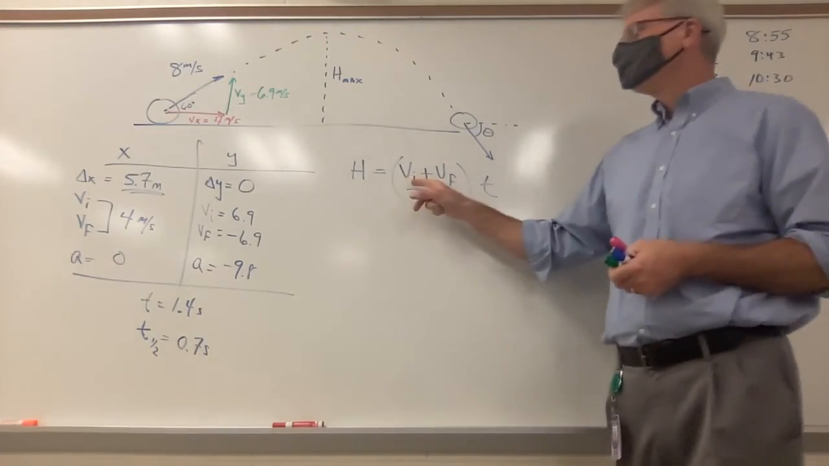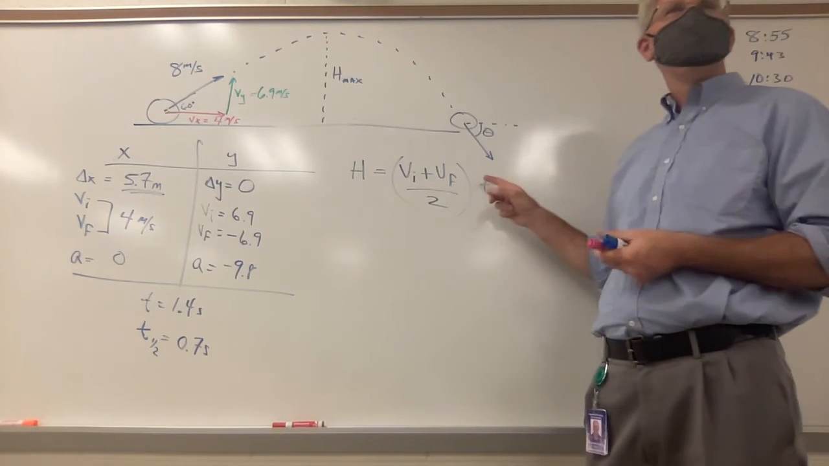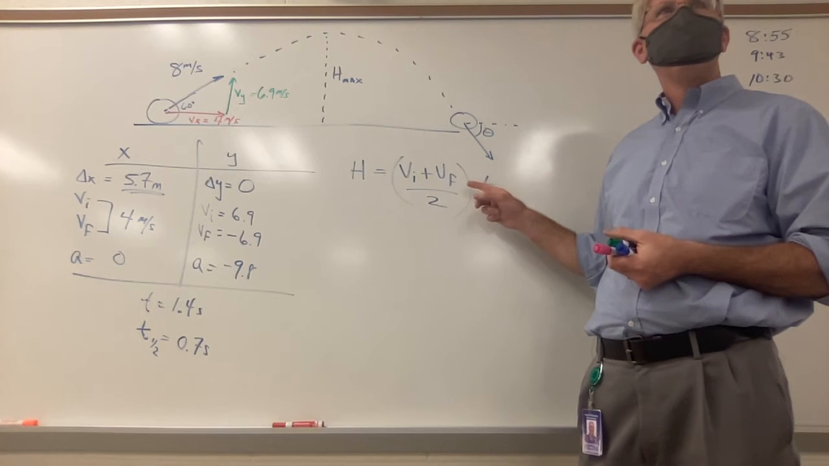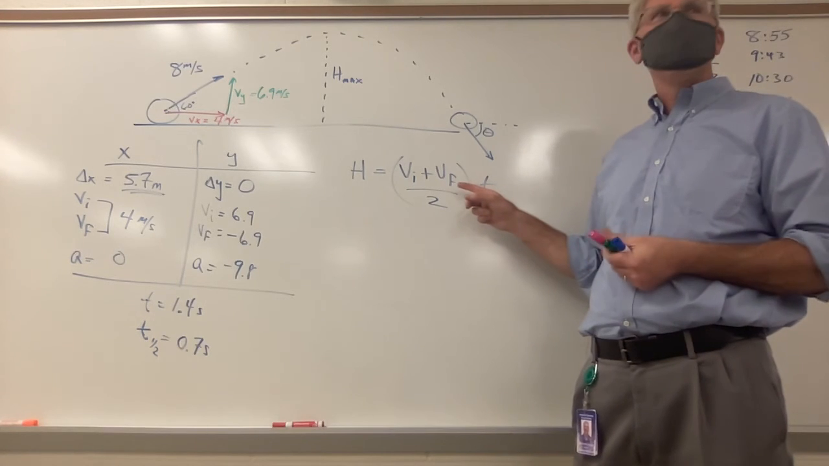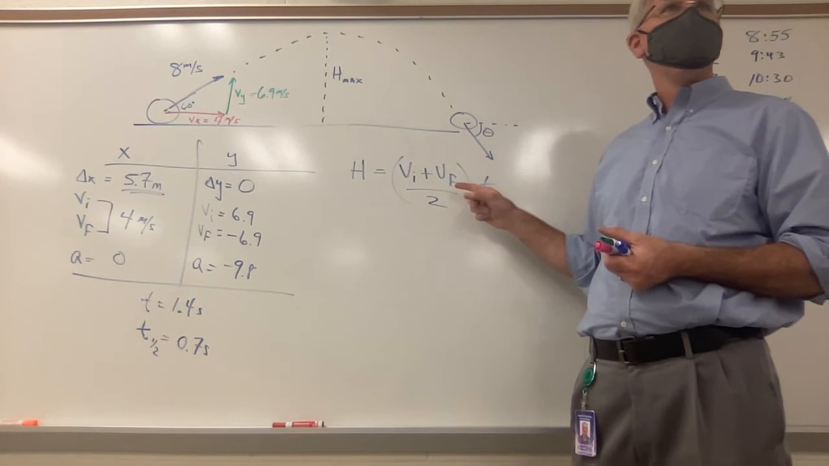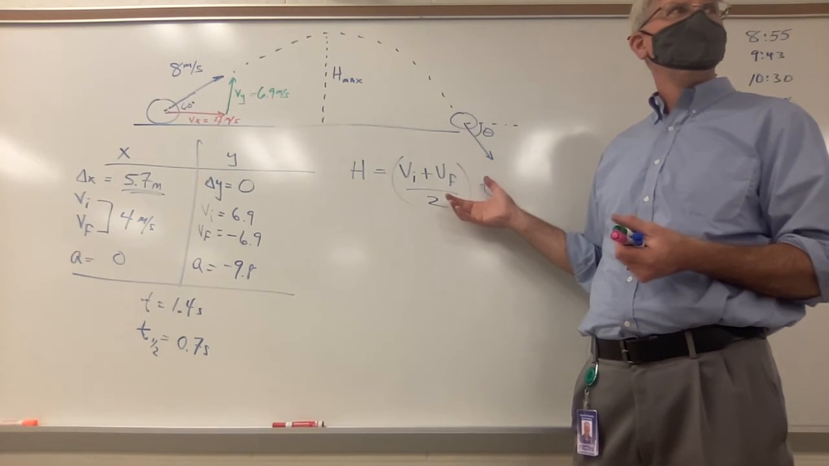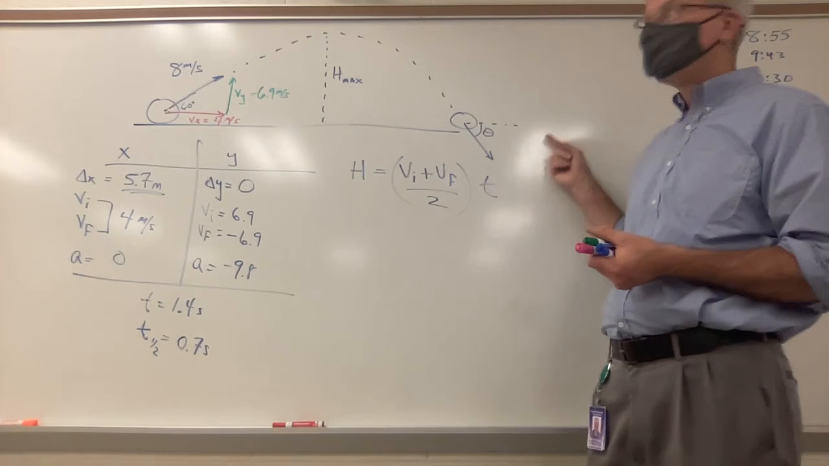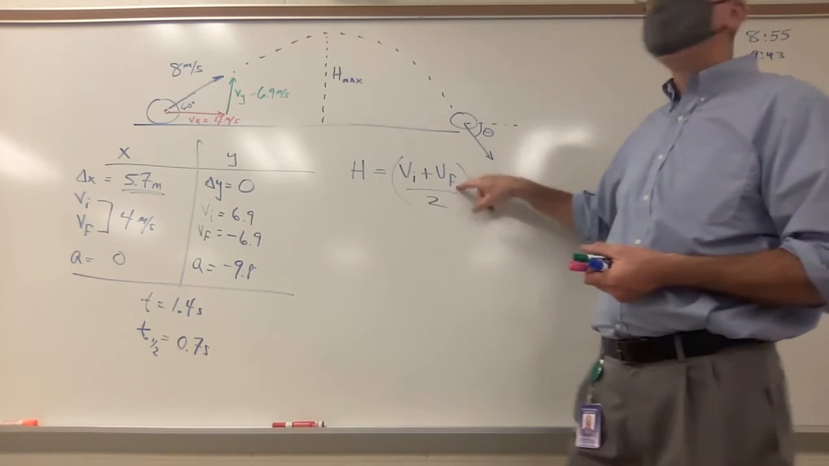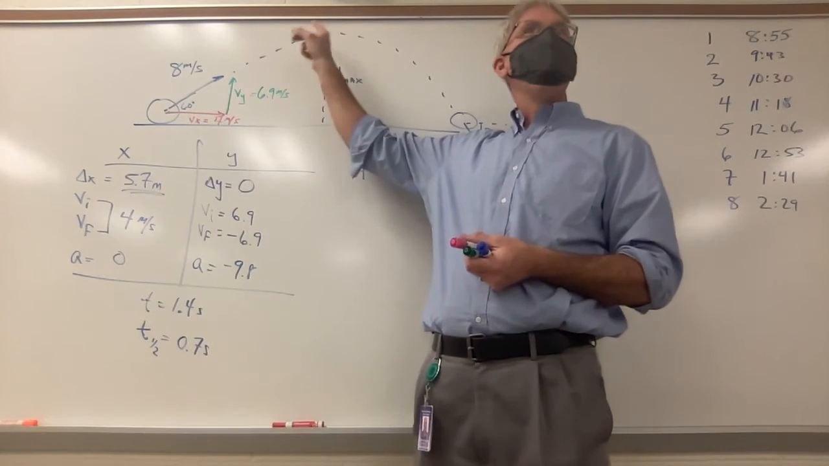What's my beginning speed? 6.9. What's my ending speed? Negative 6.9. So what's my height? 0. Oh, wait a minute. Where are we talking about? If my height is halfway, the final velocity is 0, because you hit the apex, so it's gonna start going down, but you hit the perfect point.